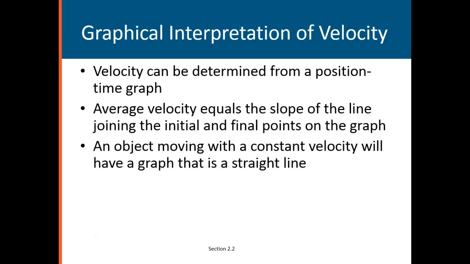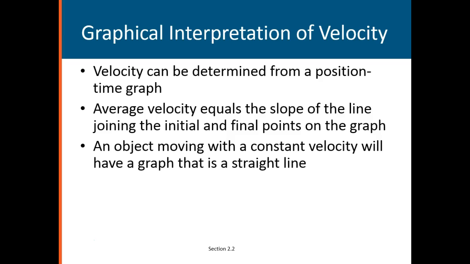An object moving with a constant velocity will have a graph that is a straight line. Wherever that is, if it's constant velocity, it's a straight line. Okay.